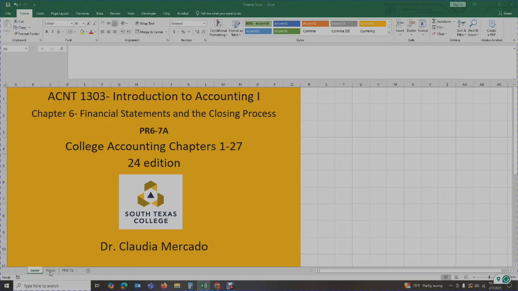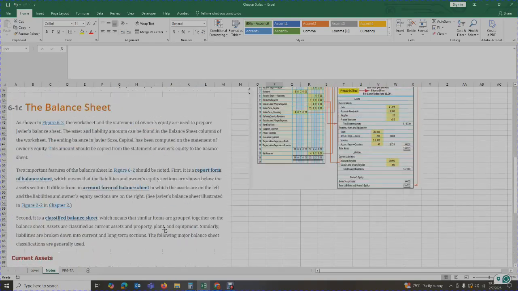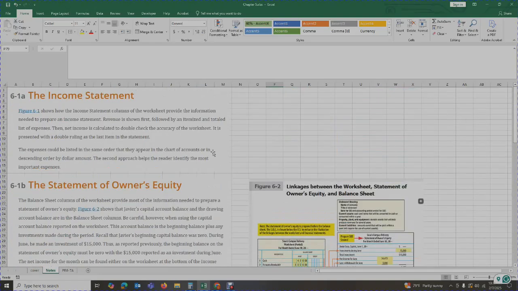Okay, so let's quickly begin by going over some of the information provided to you in the ebook. This is coming straight from the ebook. Okay, now we are going to be preparing the financial statements using a worksheet. Okay, so the worksheet has been completed and we have it done, and now using that information we are going to be completing the financial statements.